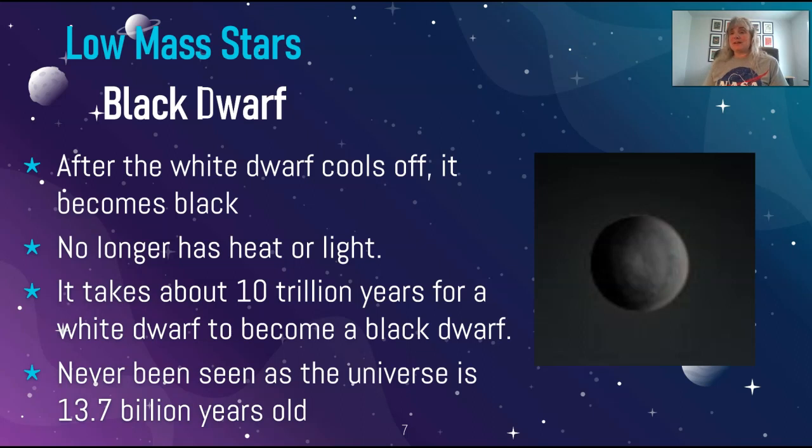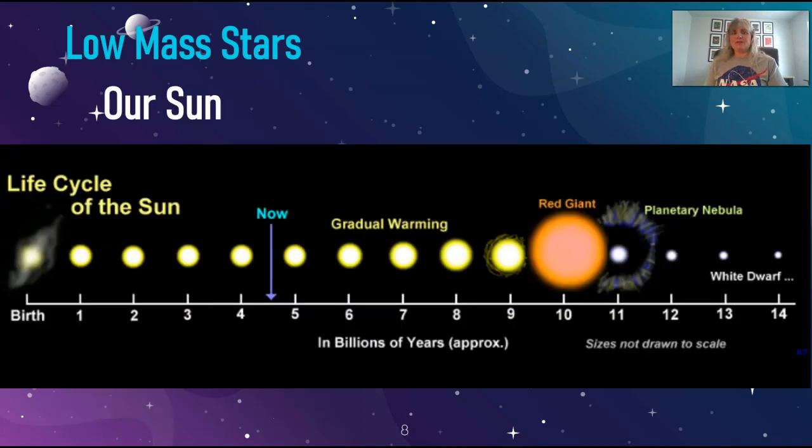It takes about 10 trillion years for a white dwarf to become a black dwarf, which is a very, very long time. And as our universe is not that old, it's not even 1 trillion years old, there are no black dwarves in the universe. I think this is just a theoretical thing that scientists know will eventually happen, that these white dwarfs will eventually cool off and no longer have any heat or light. So that is the life cycle of a low mass star.